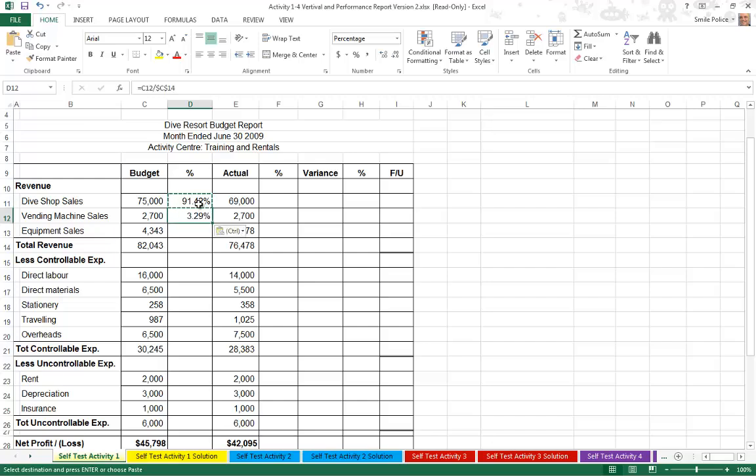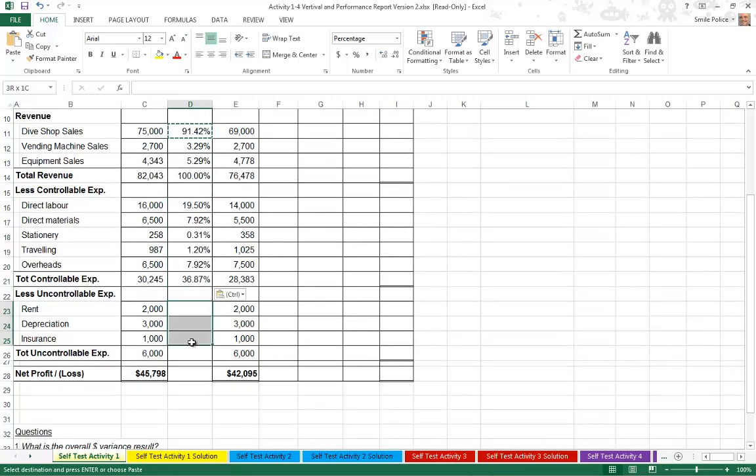Therefore, 3.29% is vending machine sales, and equipment sales is 5.9. So you can see that's our biggest area of growth, and it's worthwhile knowing that that's an important part of our business. Now you do that to every cell, making sure you divide by the total revenue. Even total revenue, you know it's right because it should be 100% all the time. So I'll do it to them all.